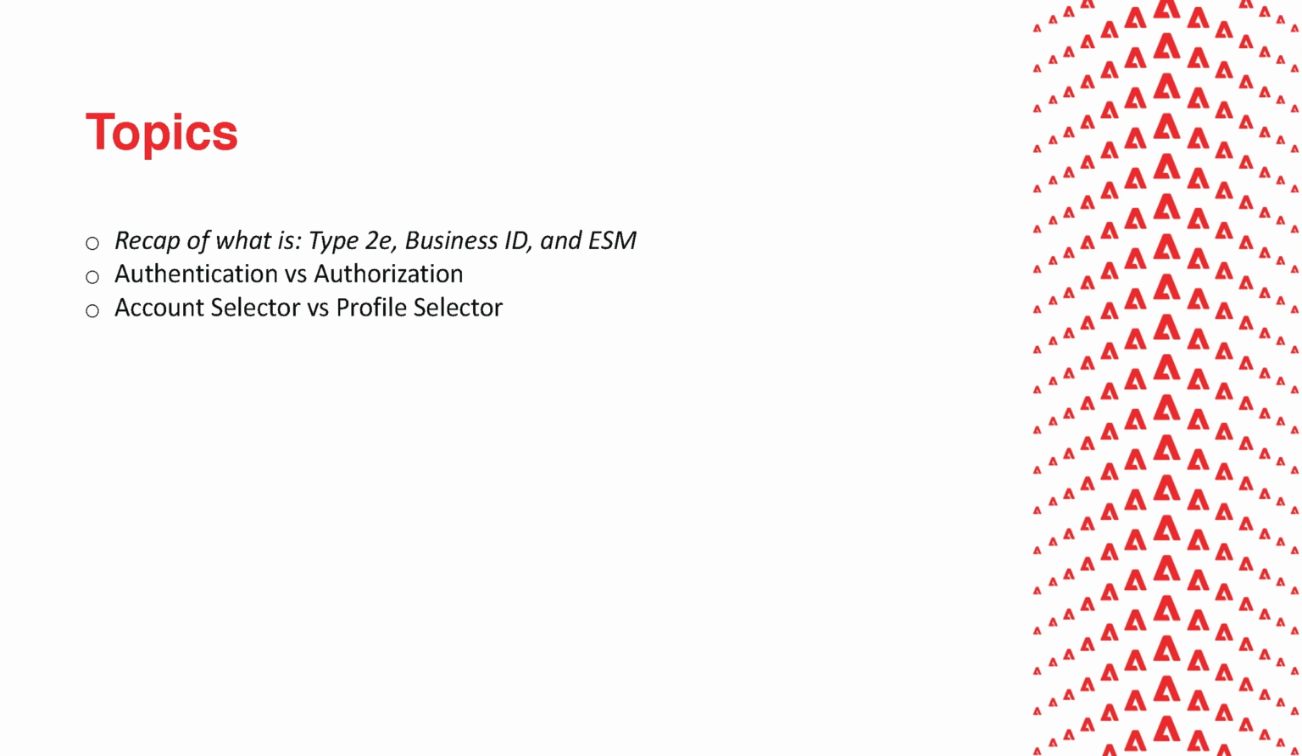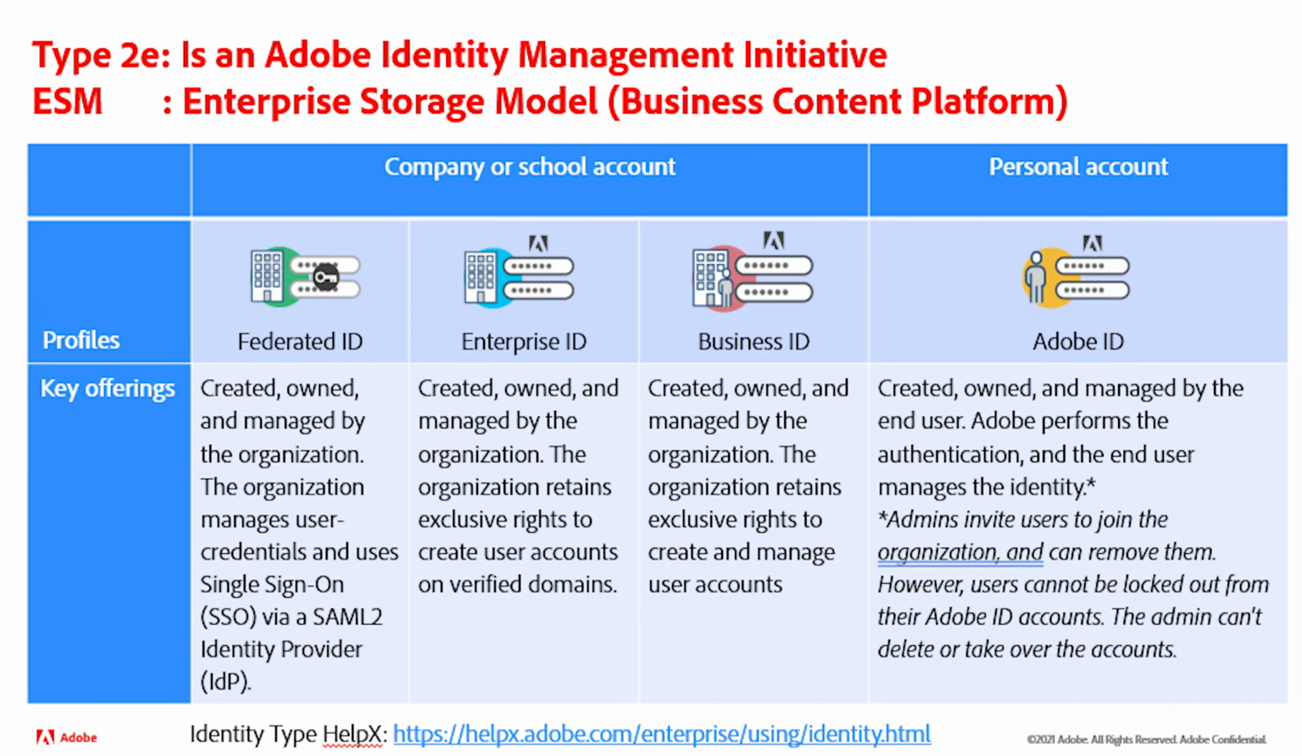Let's begin with a brief overview of Type 2E. Type 2E is an Adobe Identity Management Initiative, which starts with the creation of business IDs or profiles. ESM stands for Enterprise Storage Model. ESM is a business content platform. These go hand in hand with each other.